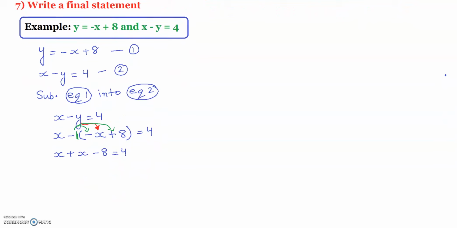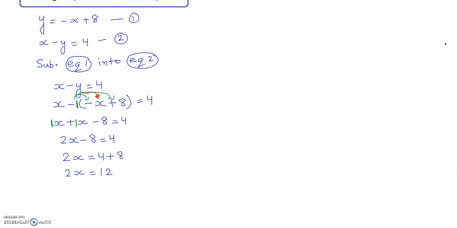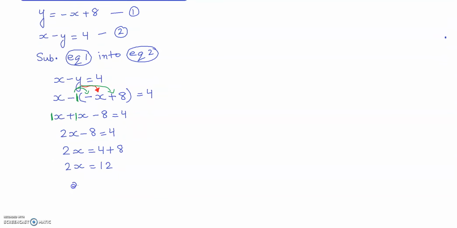Now I will combine the like terms. In this case, I have 1x and 1x, which will give me 2x, negative 8 equals 4. I need to isolate x, so I will take the constant term to the right side. So 2x equals 4 plus 8, which will give me 12. In order to solve for x, I will divide both sides by 2. x equals 12 over 2. x equals 6. So that is the value of x I have.